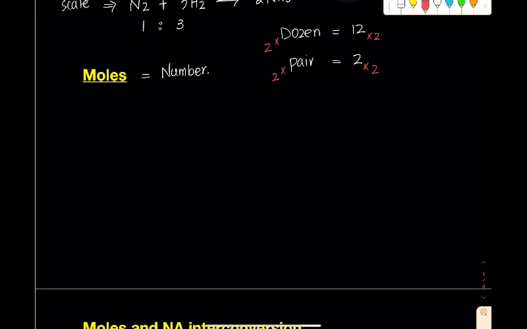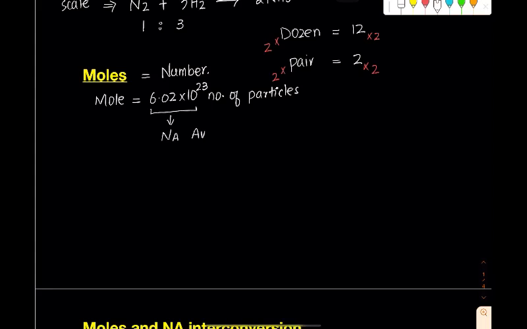In the same way, we have moles. So when we say mole, this means that 1 mole is equal to 6.02 times 10 power 23 particles. This figure is known as Avogadro's number.